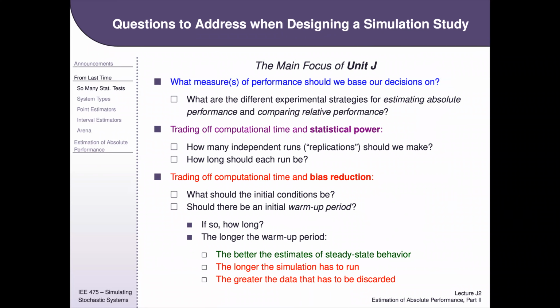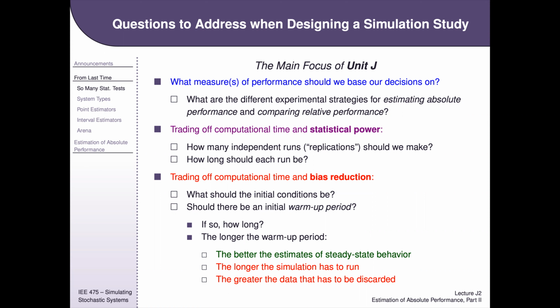Okay, so Unit J, where we're starting here, we are interested in finally looking at the outputs of simulations. So what outputs do we look at? What sort of statistics do we use? How do we trade off computational time and statistical power? So how many replications do we run of these simulations in order to make a convincing argument, trading off computational time and bias reduction?